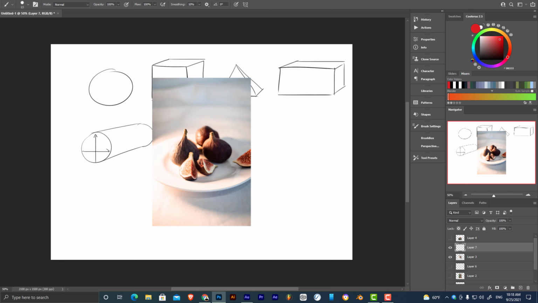Let's take a look at figs. What kind of shapes do you see? I see cylinder shapes when it's not cut into pieces. When the figs are cut, it looks more like a triangle with a cylinder shape for its stem.